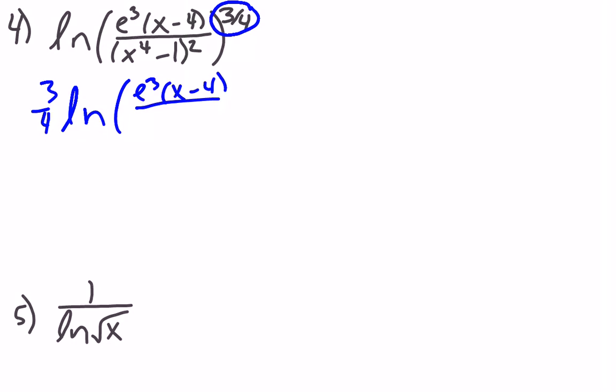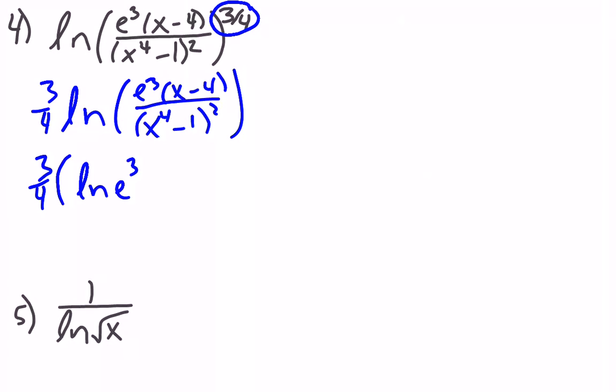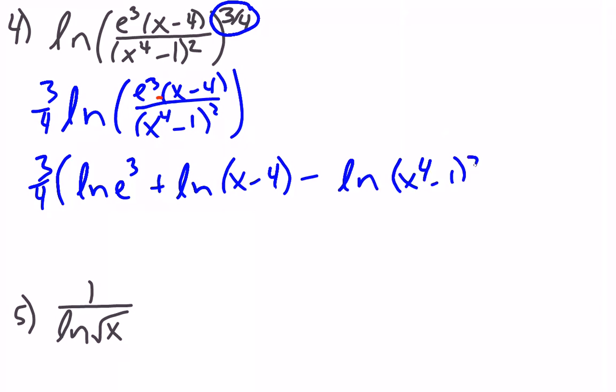And what I'm going to do is put that 3/4 out front with a nice set of parentheses, and then treat it like the problem I did before. So I'm going to do 3/4 times natural log e to the 3rd, plus, because I have multiplication, plus natural log of x minus 4 minus natural log of x to the 4th minus 1 squared. Woo! Okay, let's simplify some of this.